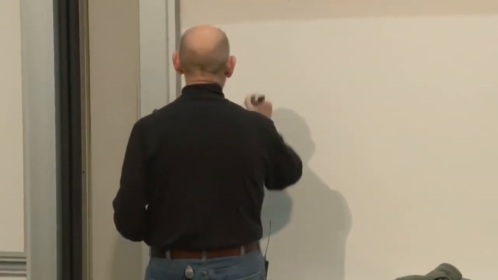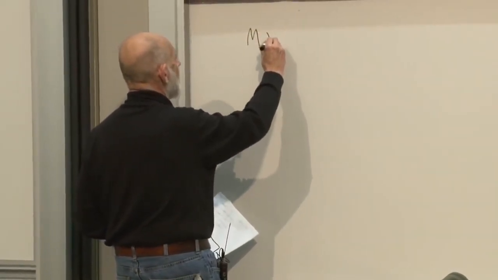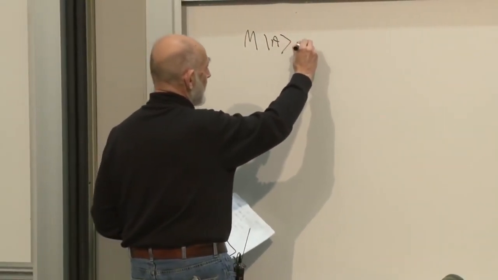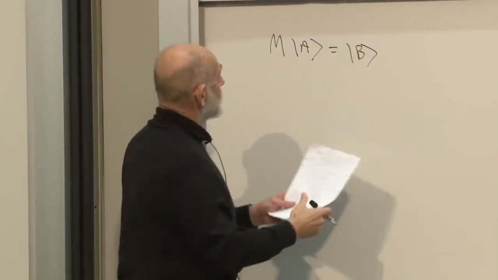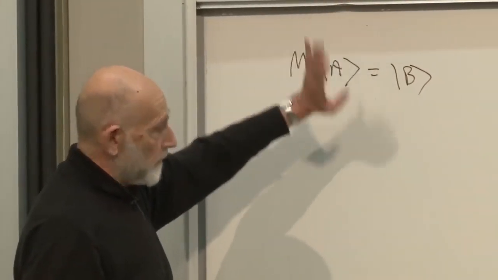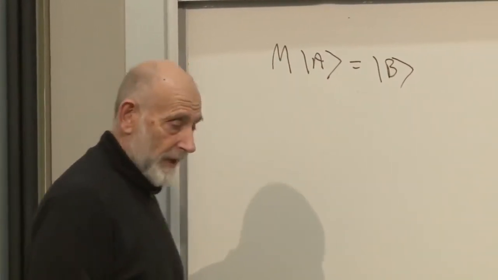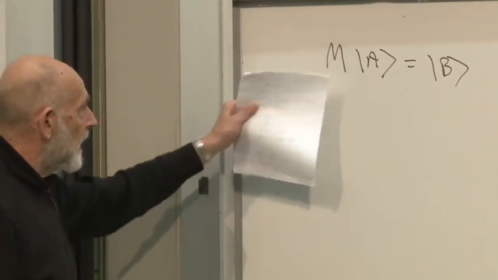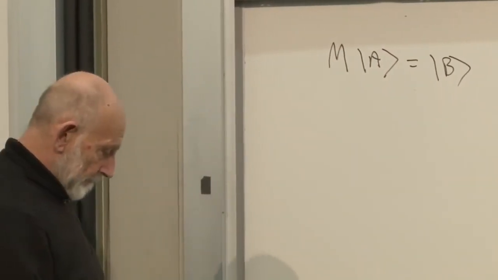Let's suppose that M times A equals B. Here I've used B as a piece of the input, but now B is the output. A and B are just letters. I can use them any way I want. M times A equals B.